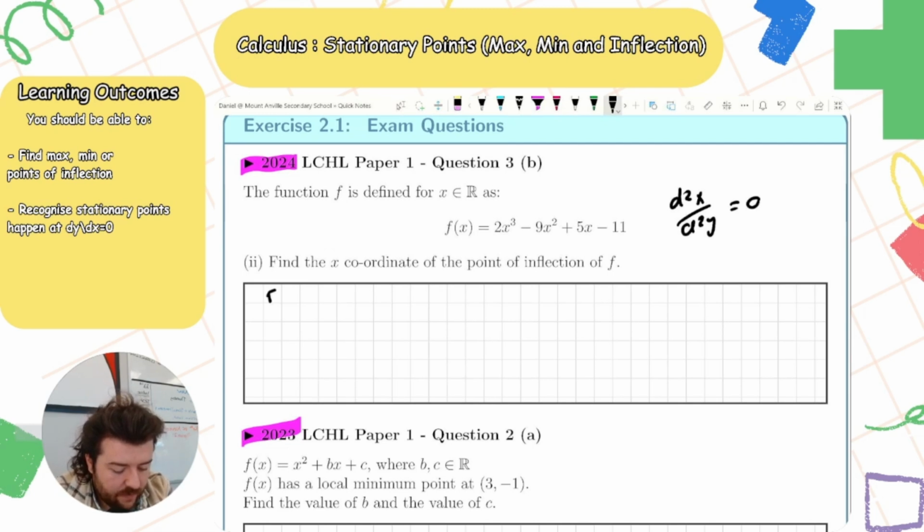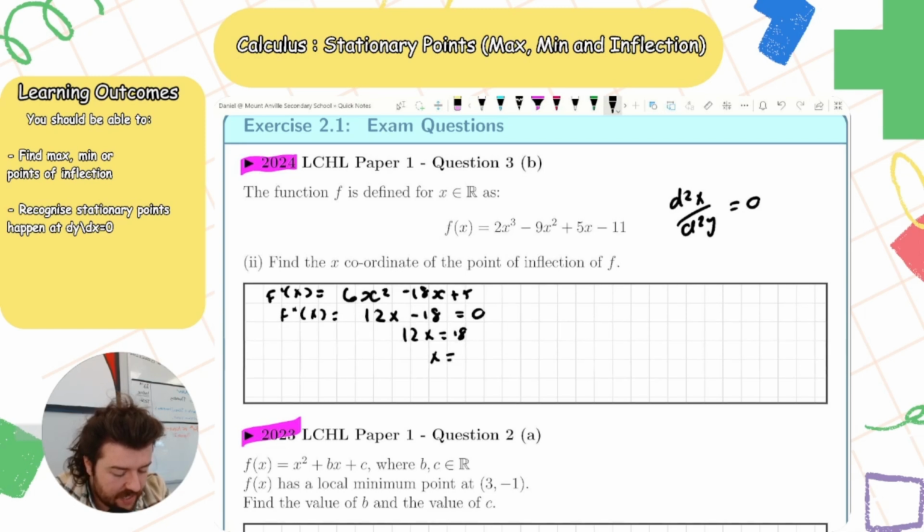So the first derivative is equal to 6x squared minus 18x plus 5. The second derivative will be equal to 12x minus 18 equals 0. 12x equals 18. x is equal to 18 over 12, which is equal to 3 over 2, 1.5.